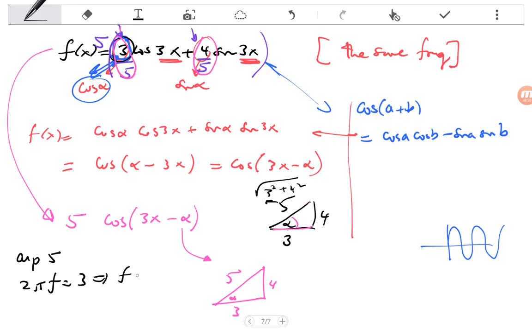Omega is equal to 3. F is equal to 3 over 2 pi. And that's why the period will just be 2 pi over 3.